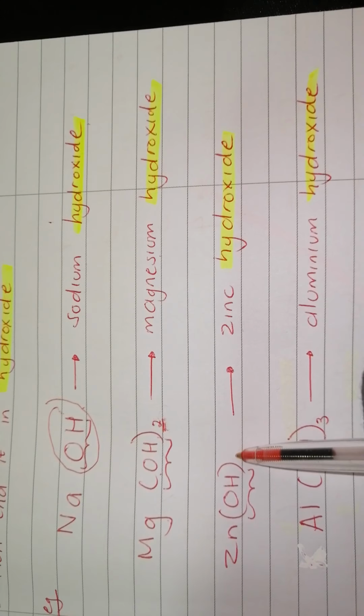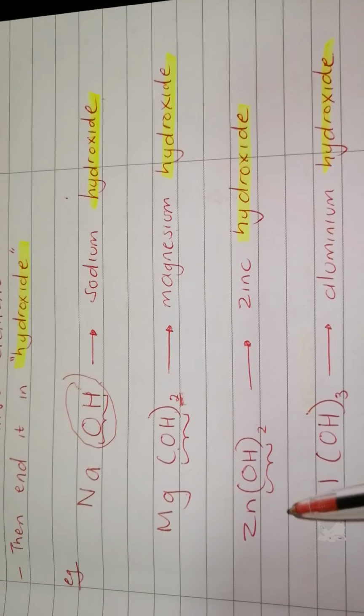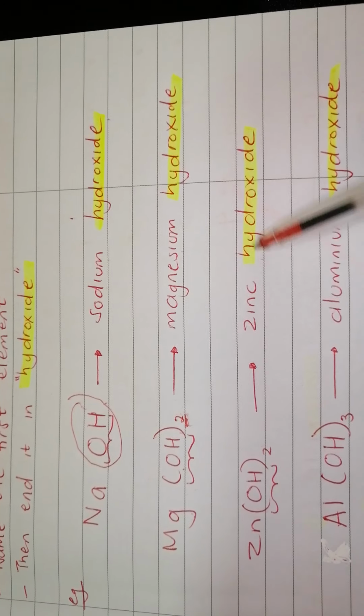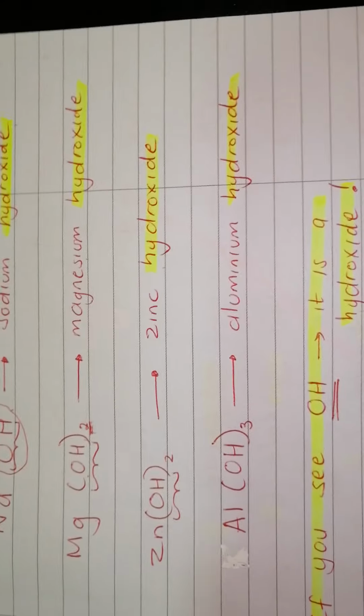Right, let's do another one. So you have your ZnOH, and again, can you see there's a 2 here? Now we're going to ignore this 2 because it just means there's 2 hydroxides. So you're going to write the first element, which is zinc, and then you're just going to end it in hydroxide. Simple as that.